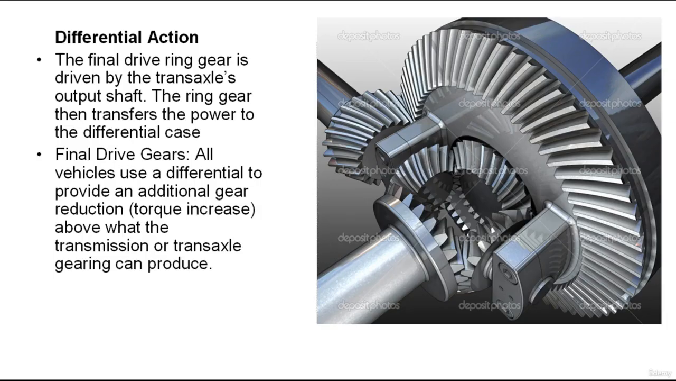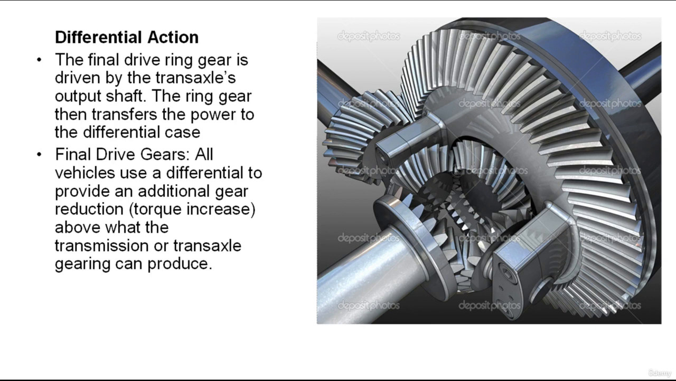And let's discuss right now the differential action. The final drive ring gear is driven by the transaxle's output shaft. The ring gear then transfers the power to the differential case. The case holds the ring gear with its mating pinion gear, and the differential side gears are connected to the drive axle.